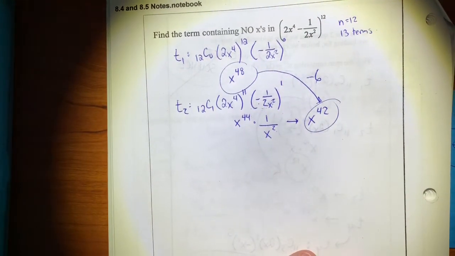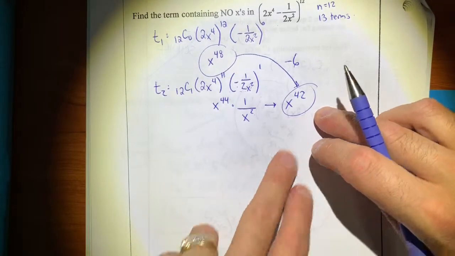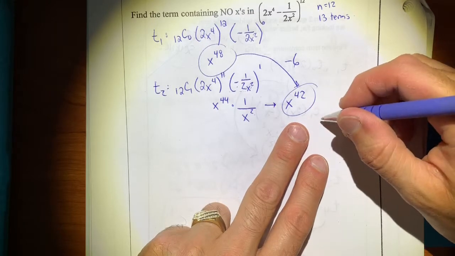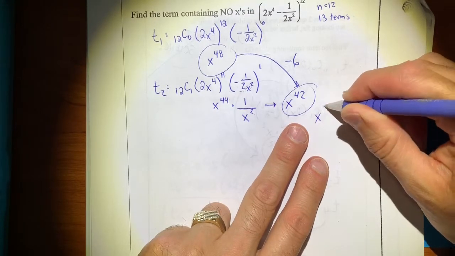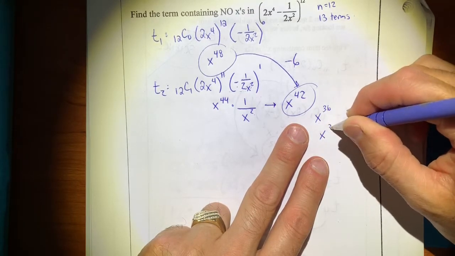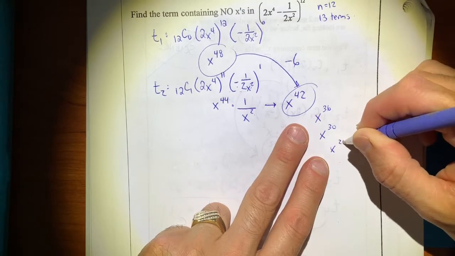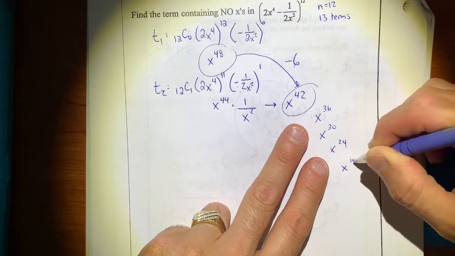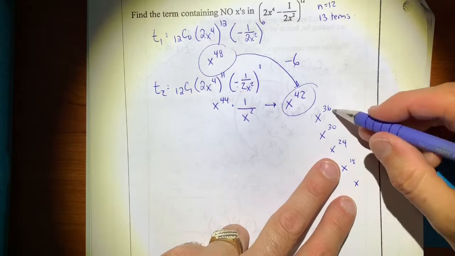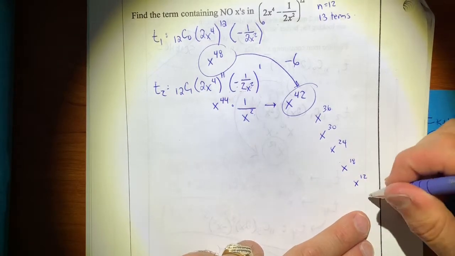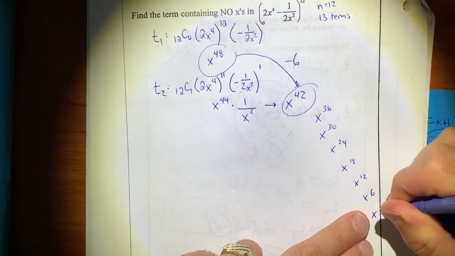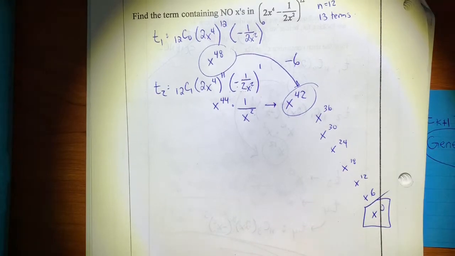It went down by 6. All right, it went down by 6. So which term will have no x's? Well, I can sort of just count down. So this is term 2. If I subtract 6 again, the next term would have an x to the 36, and then an x to the 30, and then an x to the 24, and an x to the 18, and then just subtracting 6 every time, right? X to the 12, x to the 6, x to the 0. That would be no x's.